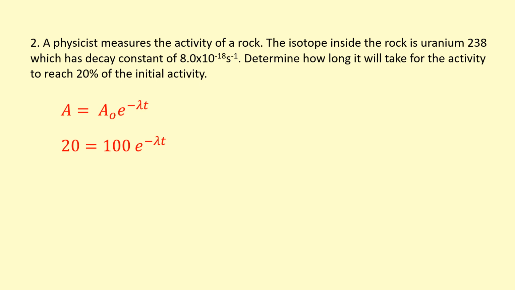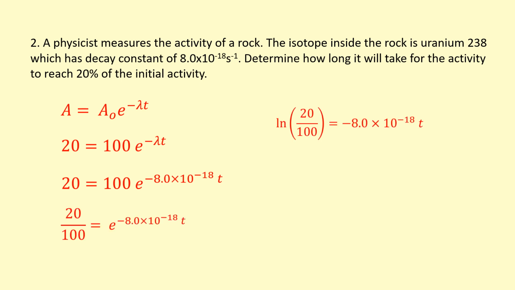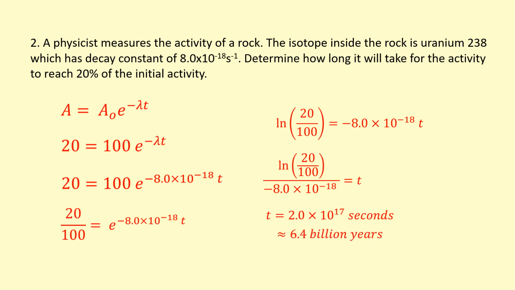So I'm putting these numbers in. We've got the decay constant. I'm going to divide by 100 from both sides, because I'm going to make t the subject ultimately. Then take the natural log. If you take the natural log, the exponent comes out, and we've got the negative there, so the negative goes to the other side, and the decay constant as well, and you've got a time there. Rearranging that, you get 2 times 10 to the 17 seconds, which is approximately 6.4 billion years, which makes sense because uranium has a very long half-life.